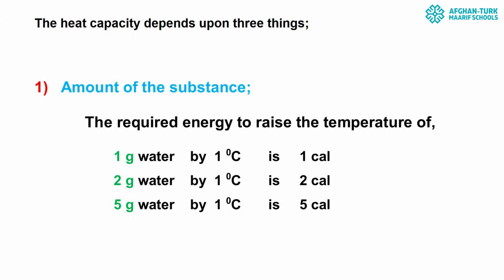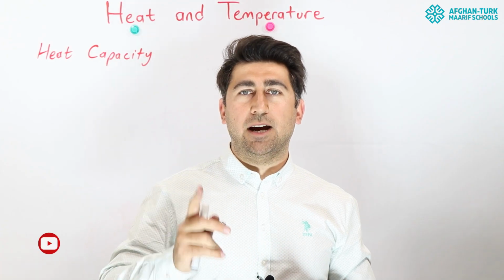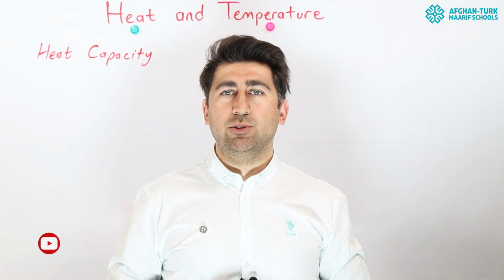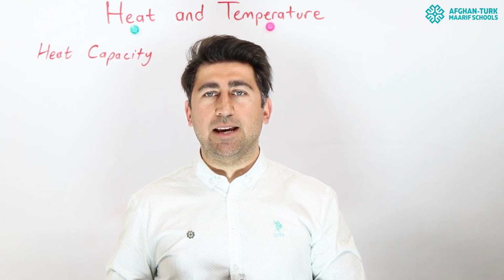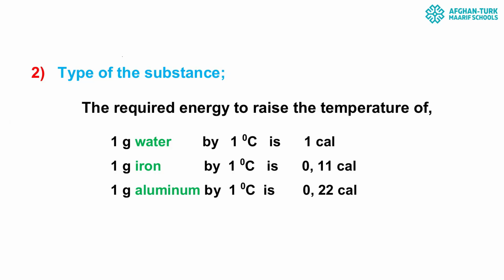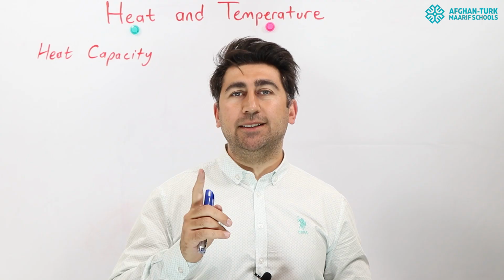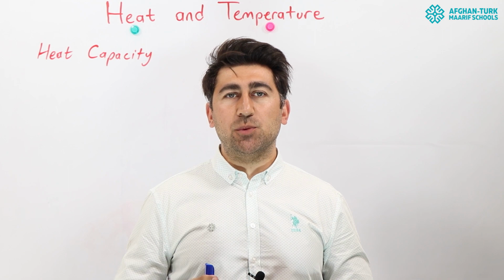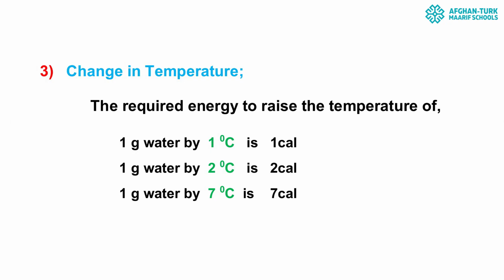The first one is the amount of the substance. When 1 calorie of energy is required to increase the temperature of 1 gram of water by 1 degree Celsius, 2 calories of energy are needed to increase the temperature of 2 grams of water by 1 degree Celsius. The second one is the type of the substance. When the energy required to raise the temperature of 1 gram of iron is 0.11 calories, it's 0.22 calories for 1 gram of aluminium. The last one is change in temperature. The required energy to raise the temperature of 1 gram of water by 7 degrees is 7 calories.